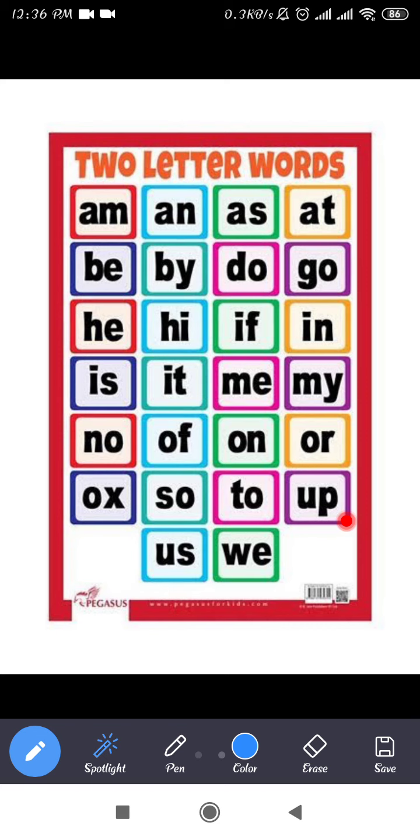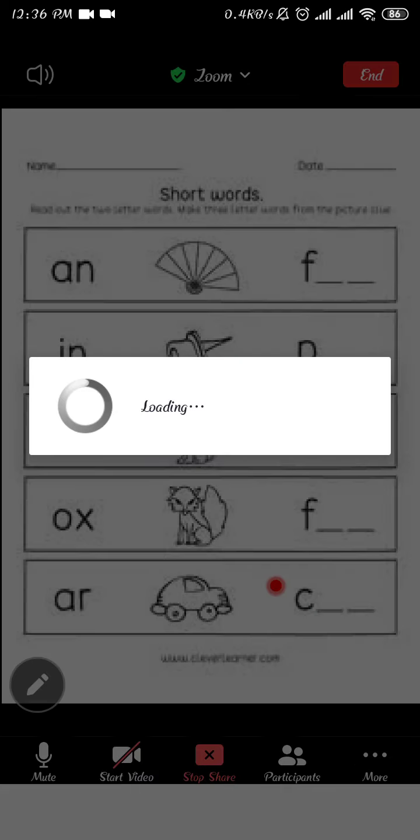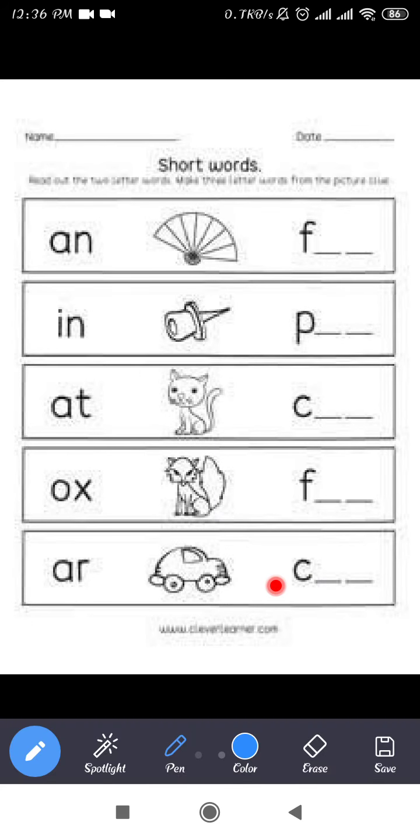Then next, U-S. Letter U and then S will make the word us. Okay, then next W-E, we. Okay, so these are the two-letter words. Then next, look here, there is an activity.